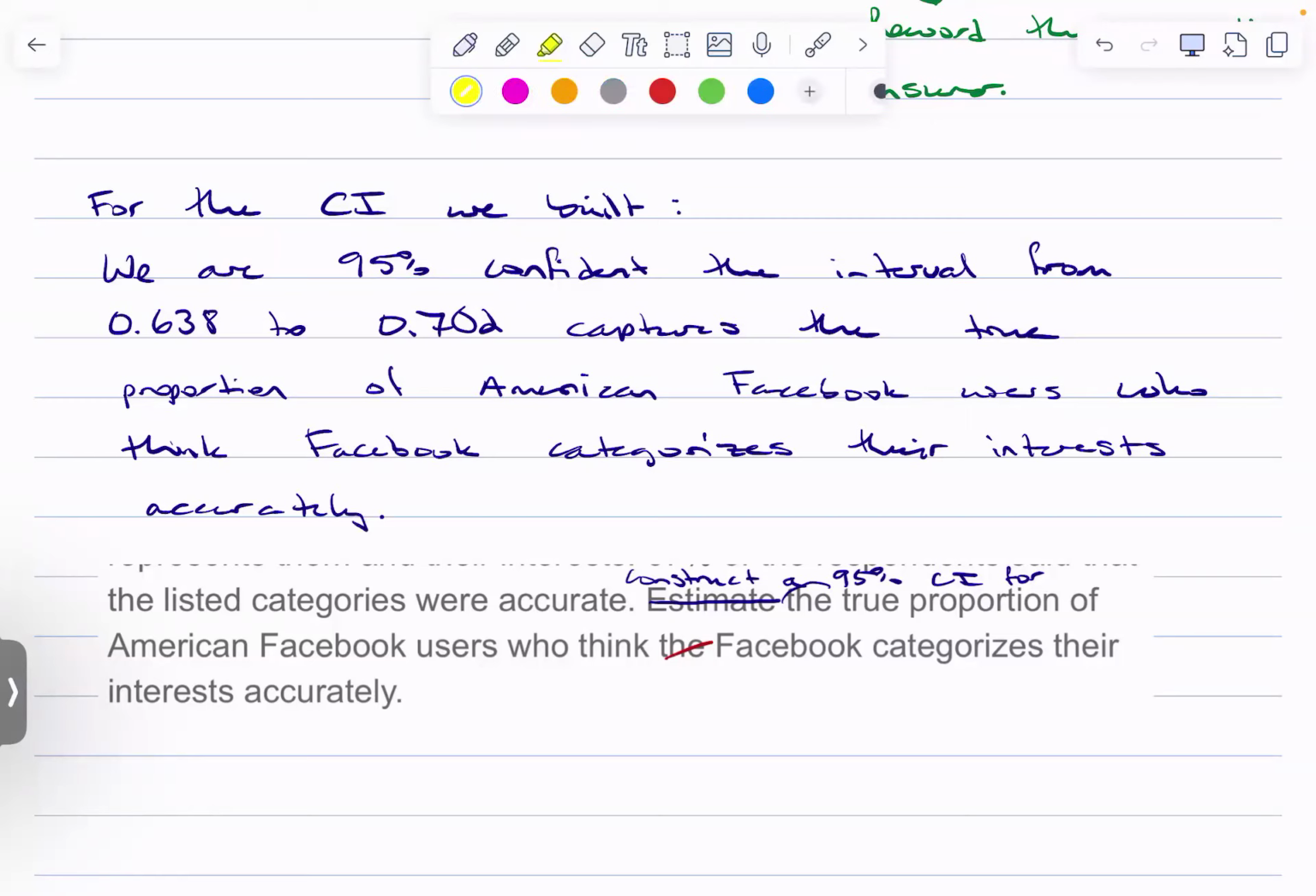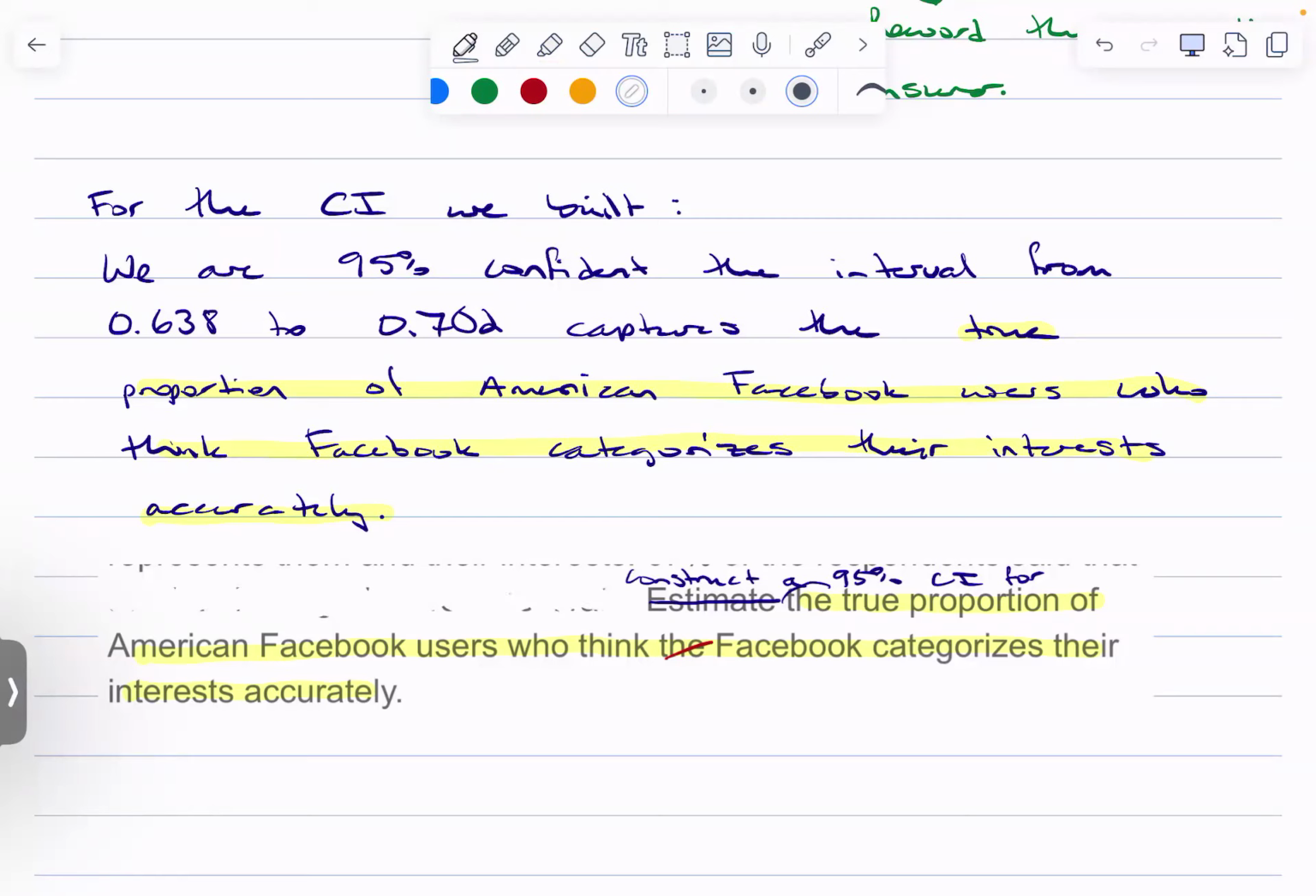Just to match them up, you just rephrase the question as an answer. And maybe I'll white that out. I'll make it obvious. I took some stuff out.